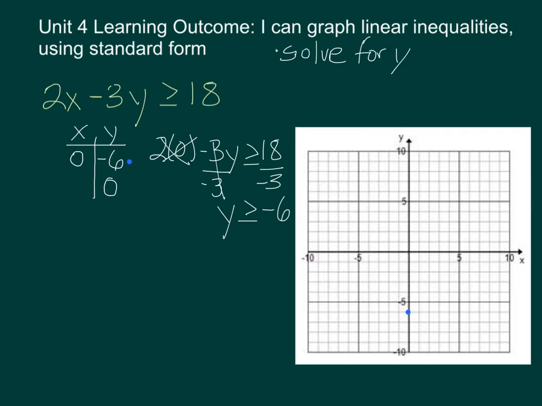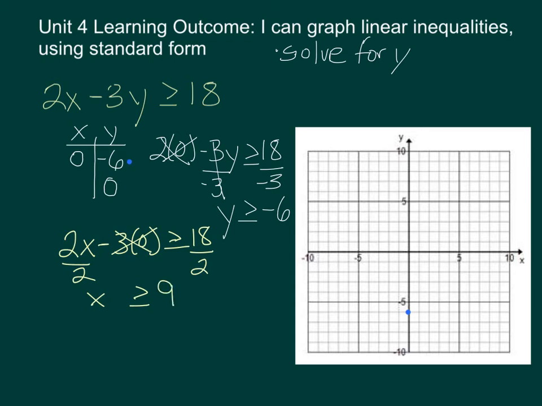Okay, what if y is 0? Well, then we've got 2x minus 3 times 0 greater than or equal to 18. So that goes away. Divide by 2, and x is greater than or equal to 9. So we're just imagining that this is an equal sign until we graph our line. So that's my other point. I'm going to put that on the line, x of 9. That's right here.